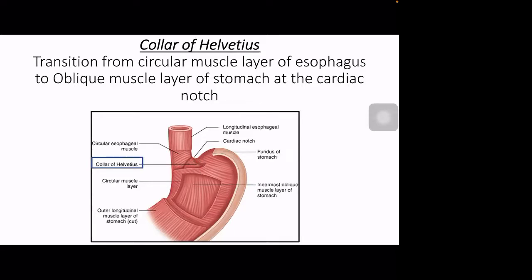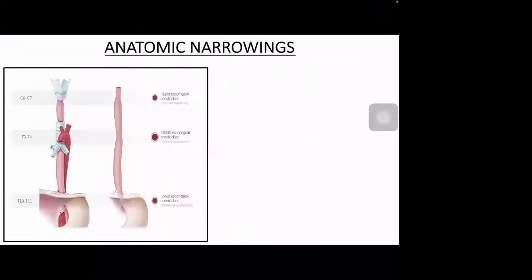Okay, so remember this collar of Helvetius. It's basically a transition between the circular muscle of the esophagus and the oblique layer of the stomach muscle layer. And here is a collar of tissue. This collar is called the collar of Helvetius.